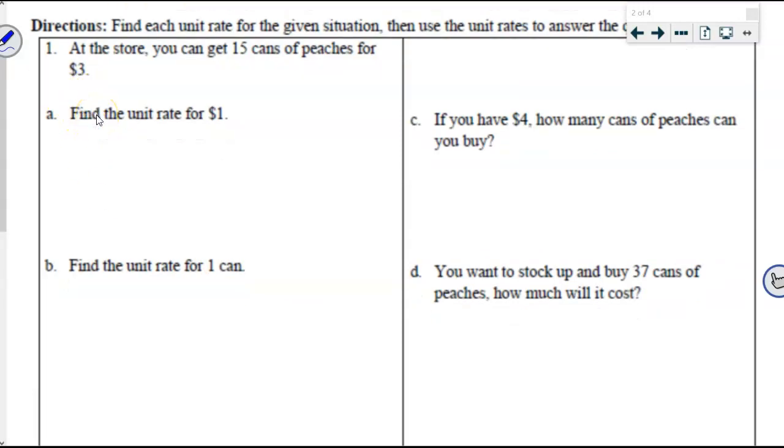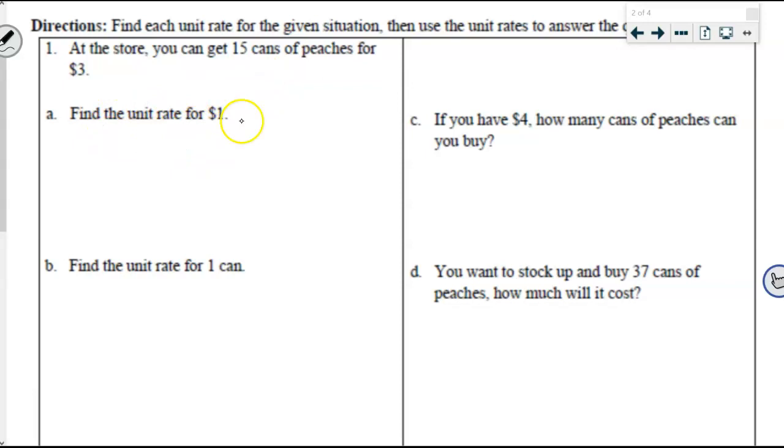At the store, you can get 15 cans of peaches for $3. So we want to start by finding the unit rate for $1. When I look at these problems, there are two ways that I can write the ratio. I can write 15 cans of peaches over $3, but I can also write the reciprocal and flip that and write $3 for 15 cans of peaches. So the question is, which ratio am I looking at? How am I going to figure that out based on this information?